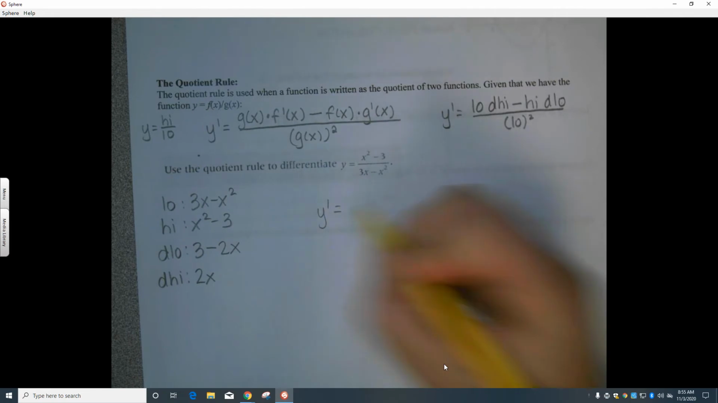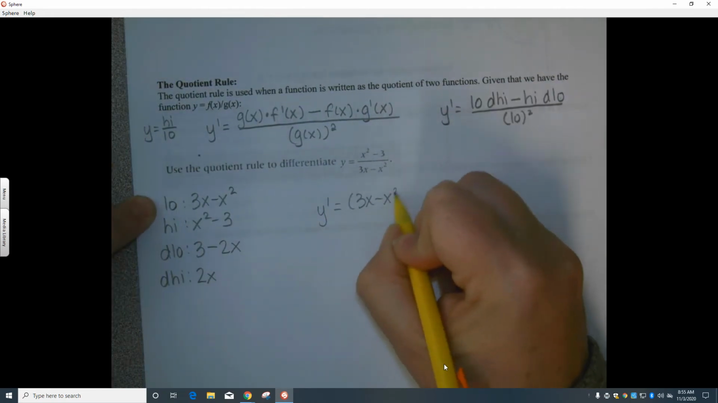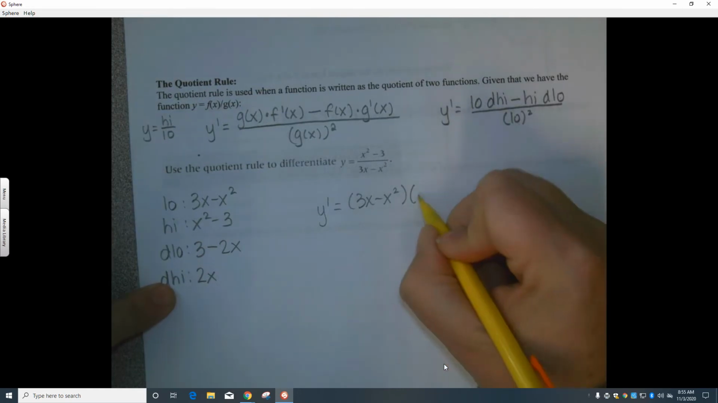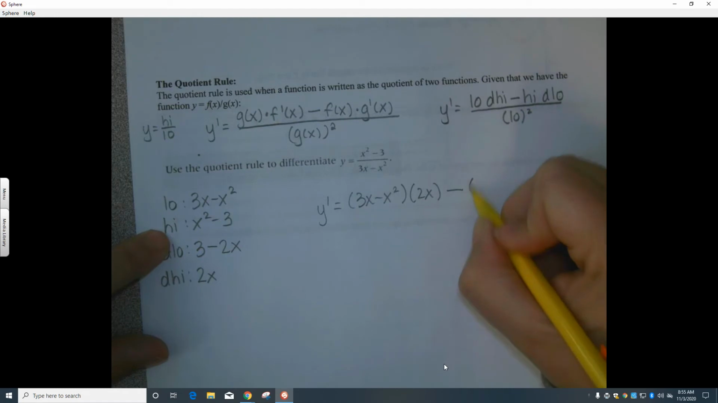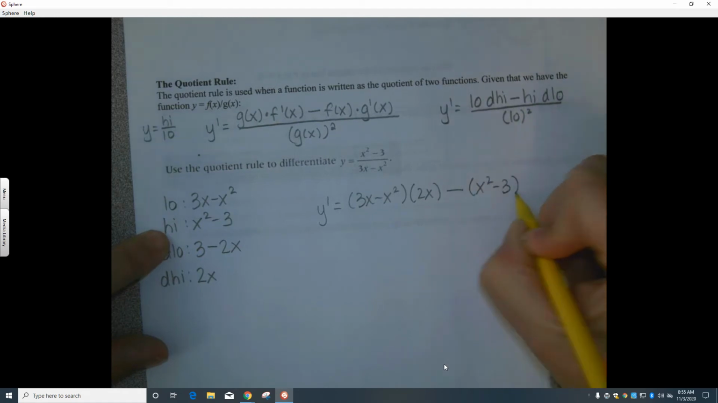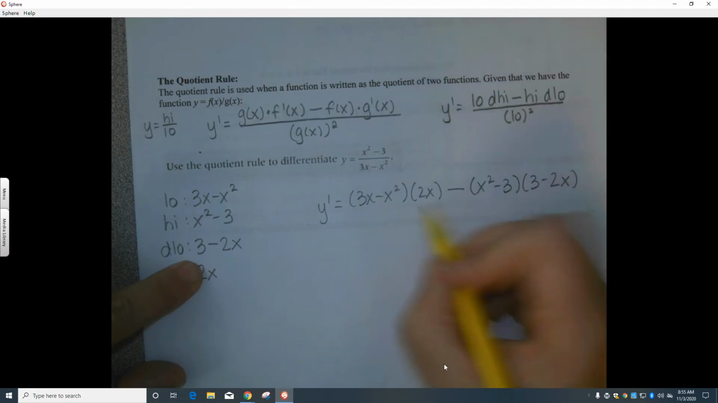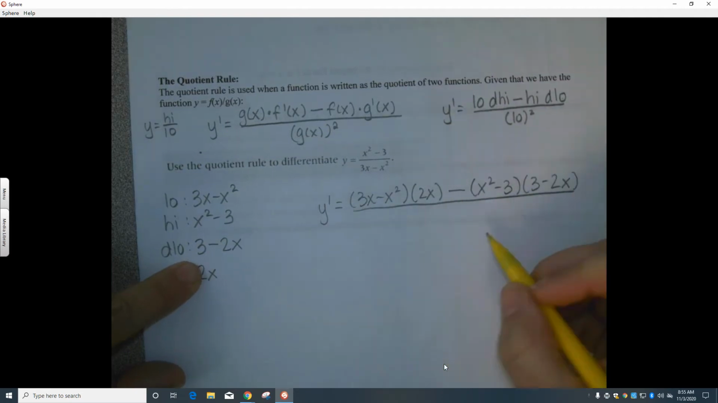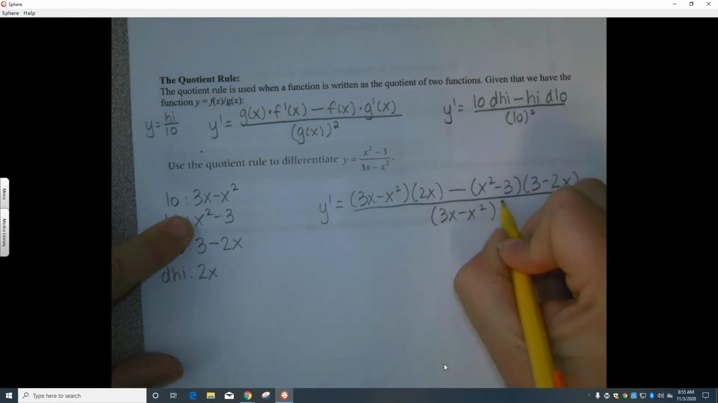So here we go. Low d high less high d low, all over low squared we go.